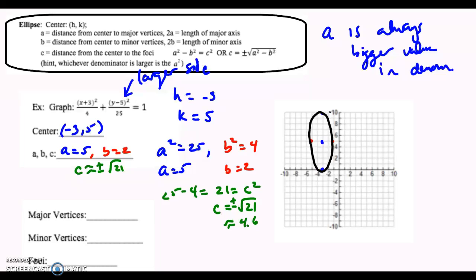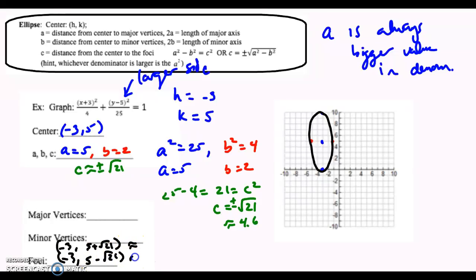And now I'm going to go ahead and do my foci, and the foci are going to be along the major axis from the center. Now notice, since I have a vertical ellipse, the foci are going to be along the vertical axis. And the vertical axis is this line here, the line going up and down. So instead of doing -3 plus or minus the square root of 21, I'm going to do 5 plus or minus the square root of 21. My foci are going to be at -3, comma, 5 plus the square root of 21. I'm also going to have foci at -3, comma, 5 minus the square root of 21.